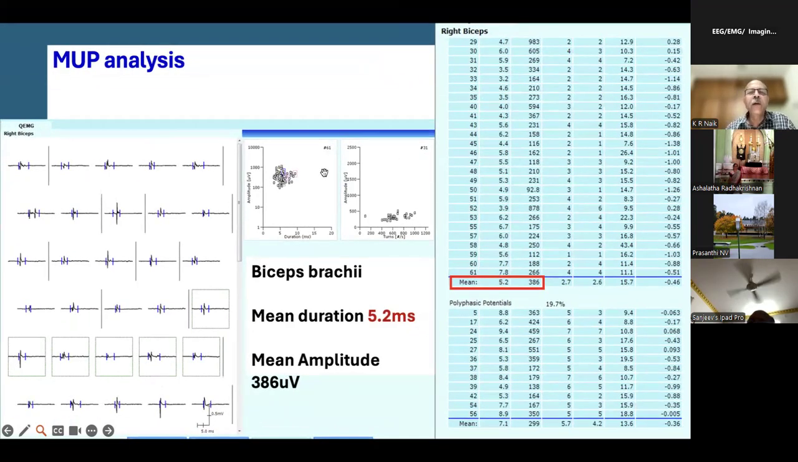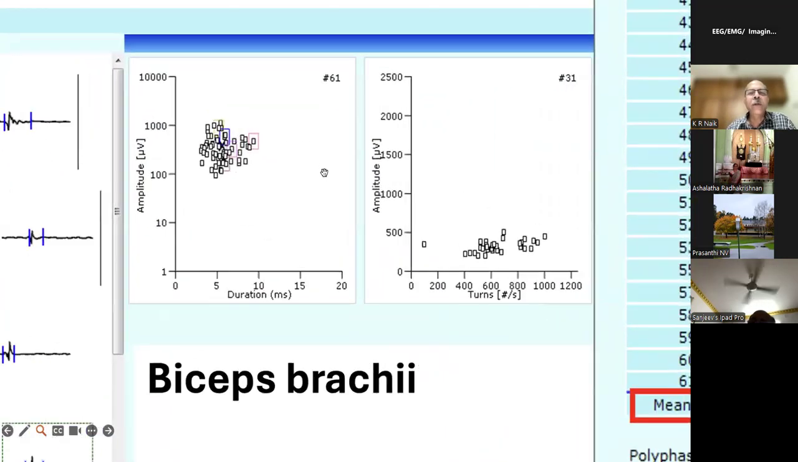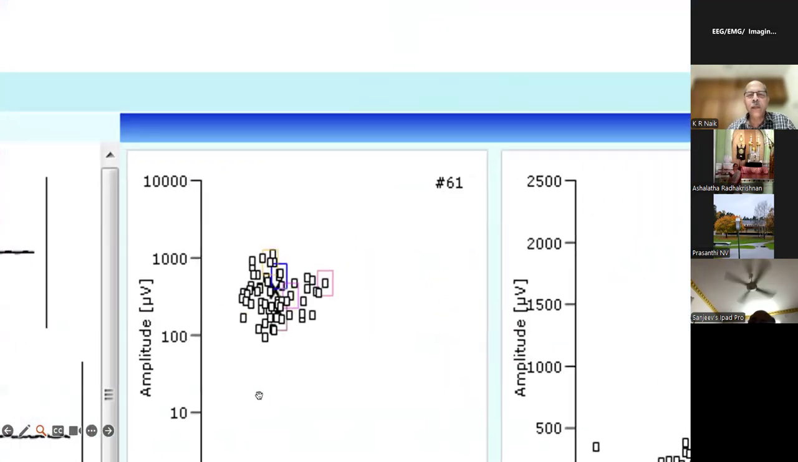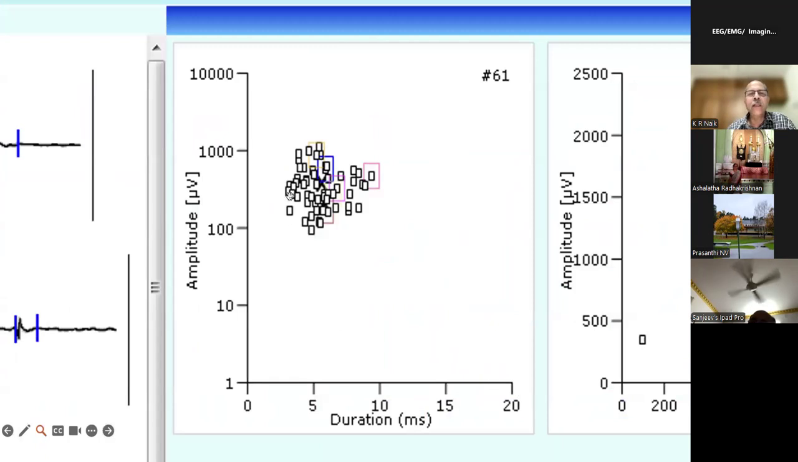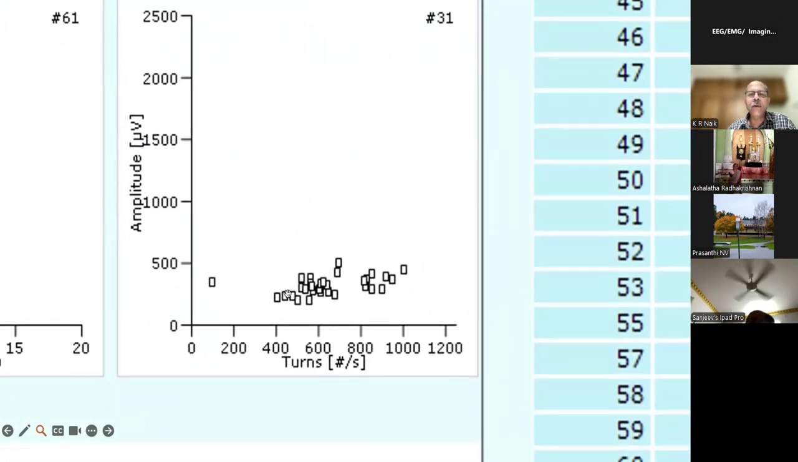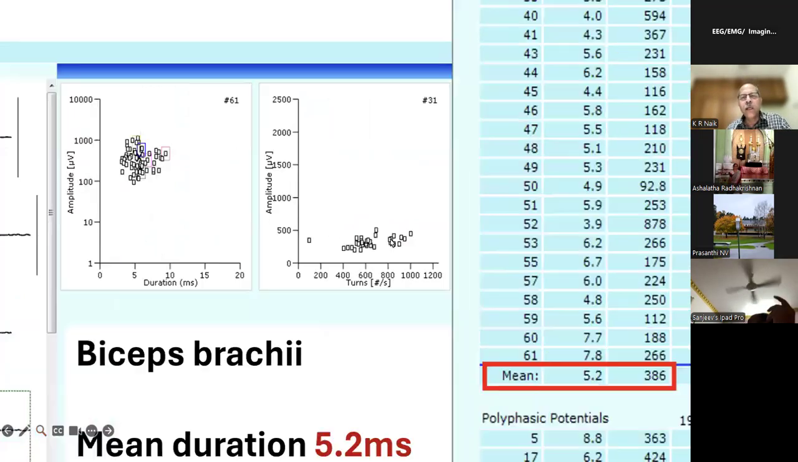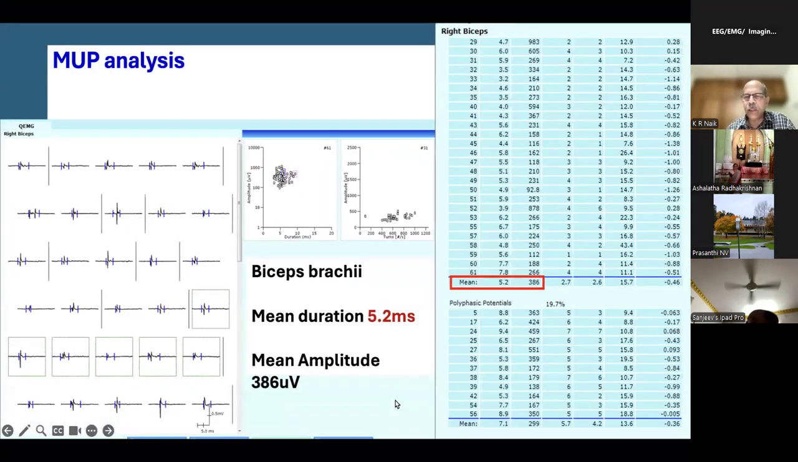Now, if you look at the amplitude cloud here, you have from 0 to 20 milliseconds, 90% of the MAPs are to the left of 10 milliseconds. So these are myopathic potentials. Then when you look at the turns amplitude ratio, you have more number of turns in the bottom, amplitude is less. So it's a clear-cut example of myopathic potential.